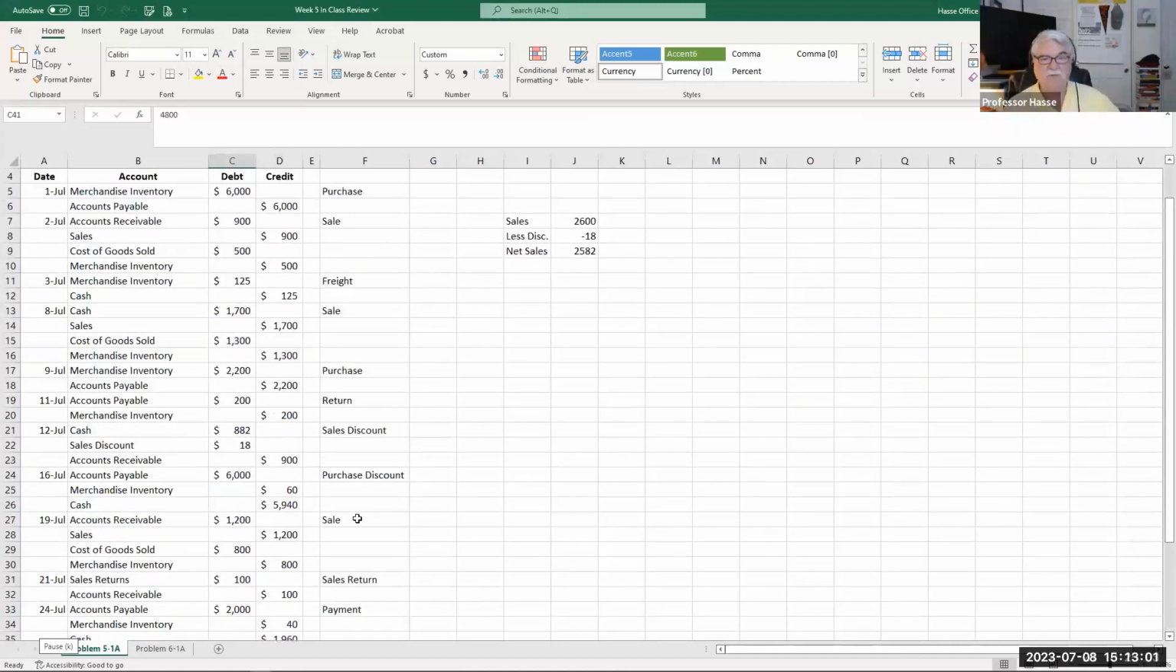This problem is a perfect example of retail accounting, and the various transactions: the purchase of the product for inventory, the sale of the product from inventory, freight charges, the returning of merchandise for credit, sales discounts, purchase discounts, all types of entries, all the entries you need to know for retail accounting. And there they are right there.